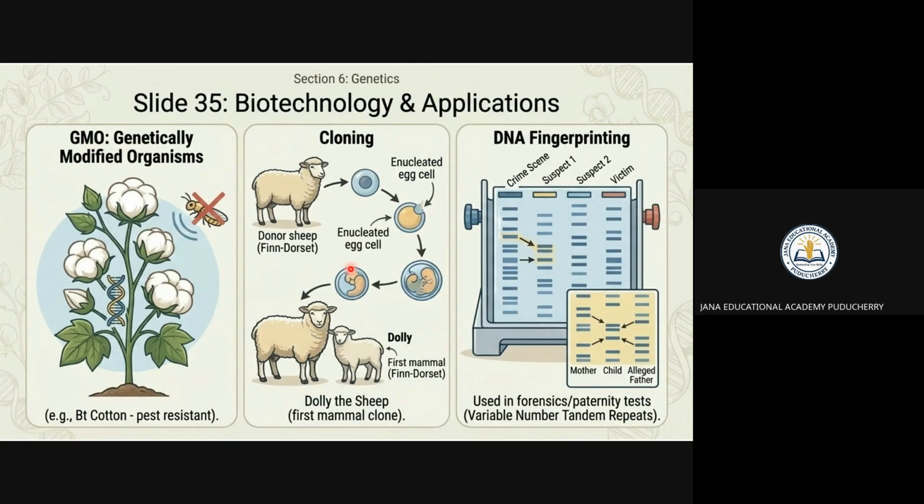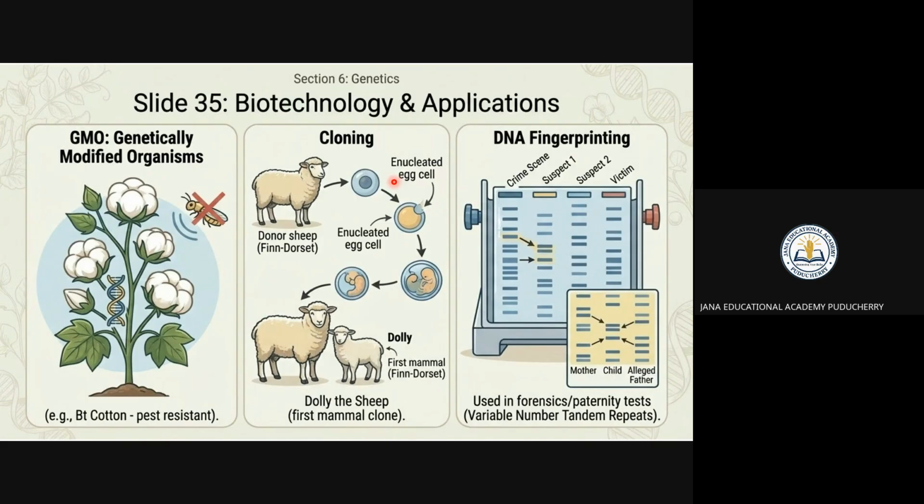You can see here cloning, right? That is a donor sheep. They take the enucleated egg cell and give that one. So this is Dolly the sheep. That is the first mammal clone, right? That is cloning. This is how biotechnology applications happen.